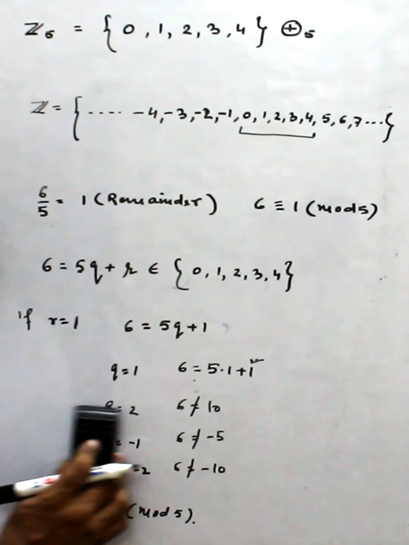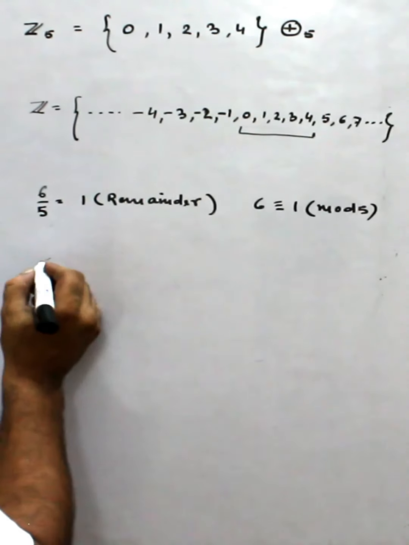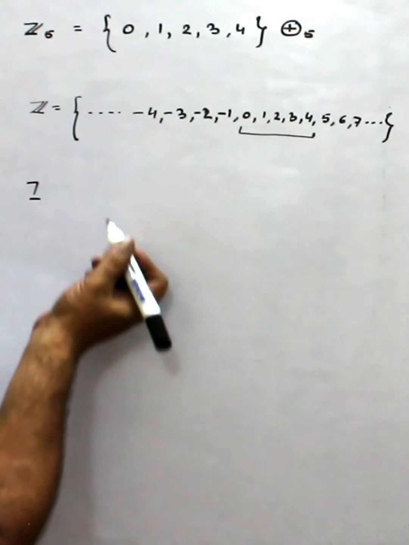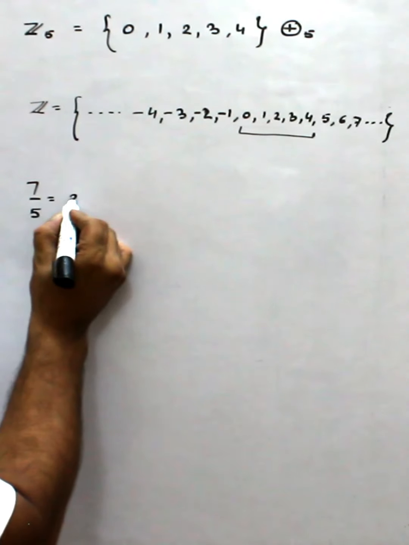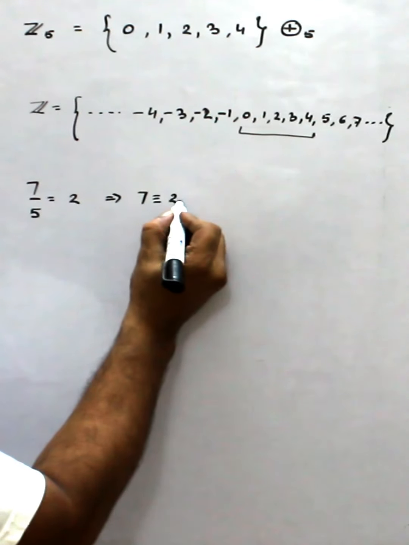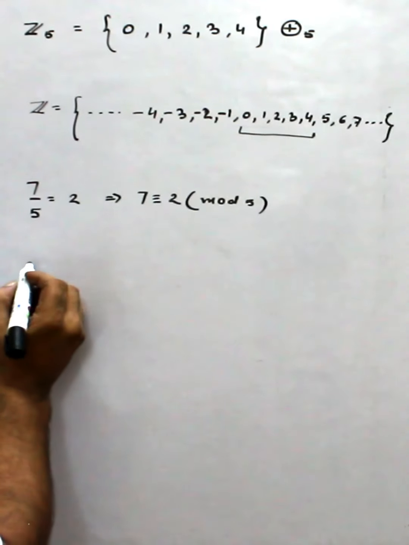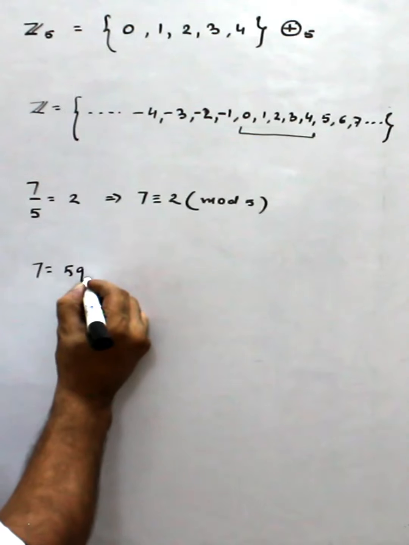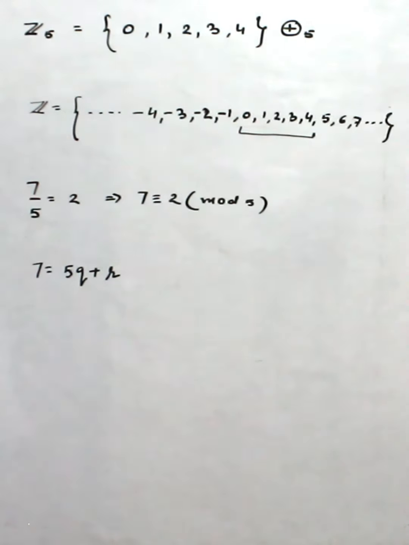Similarly, you can see more values. If I pick element 7, then what happens? If I take 7, simply I can say that it is congruent to 2, or I can say 7 is congruent to 2 under modulo 5. But by the division algorithm, 7 is 5q plus r.